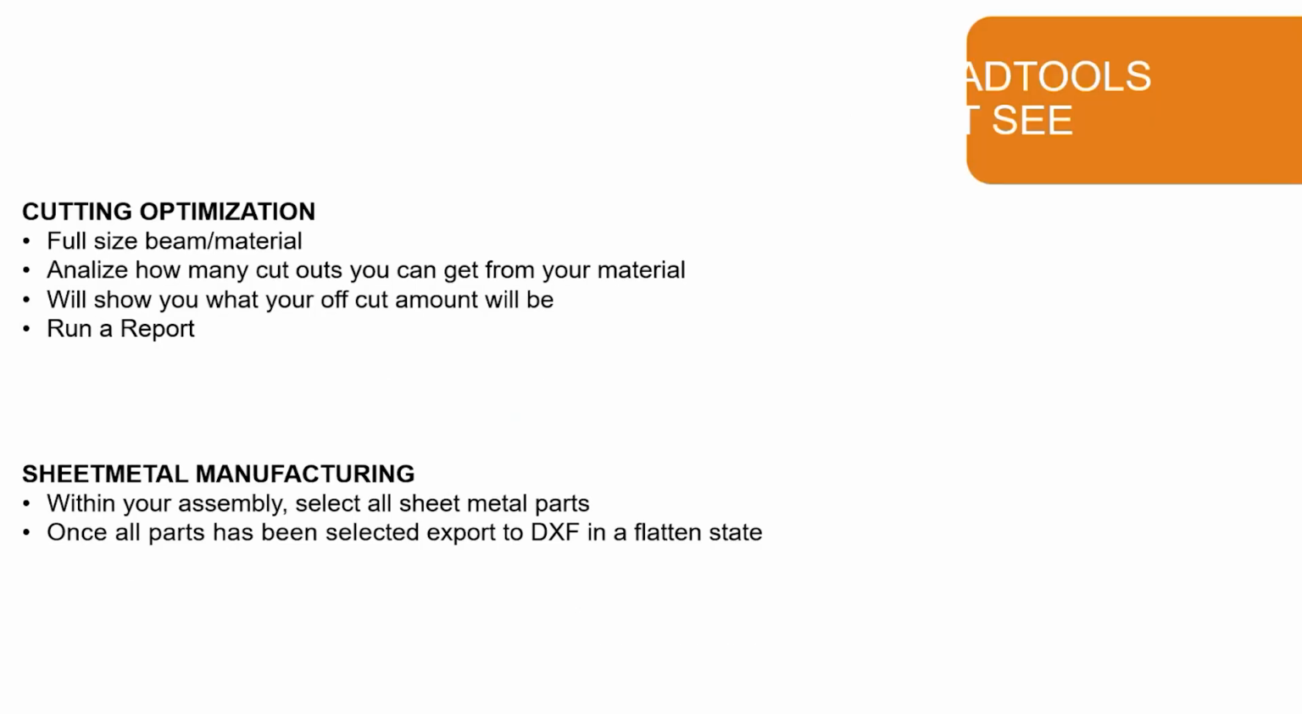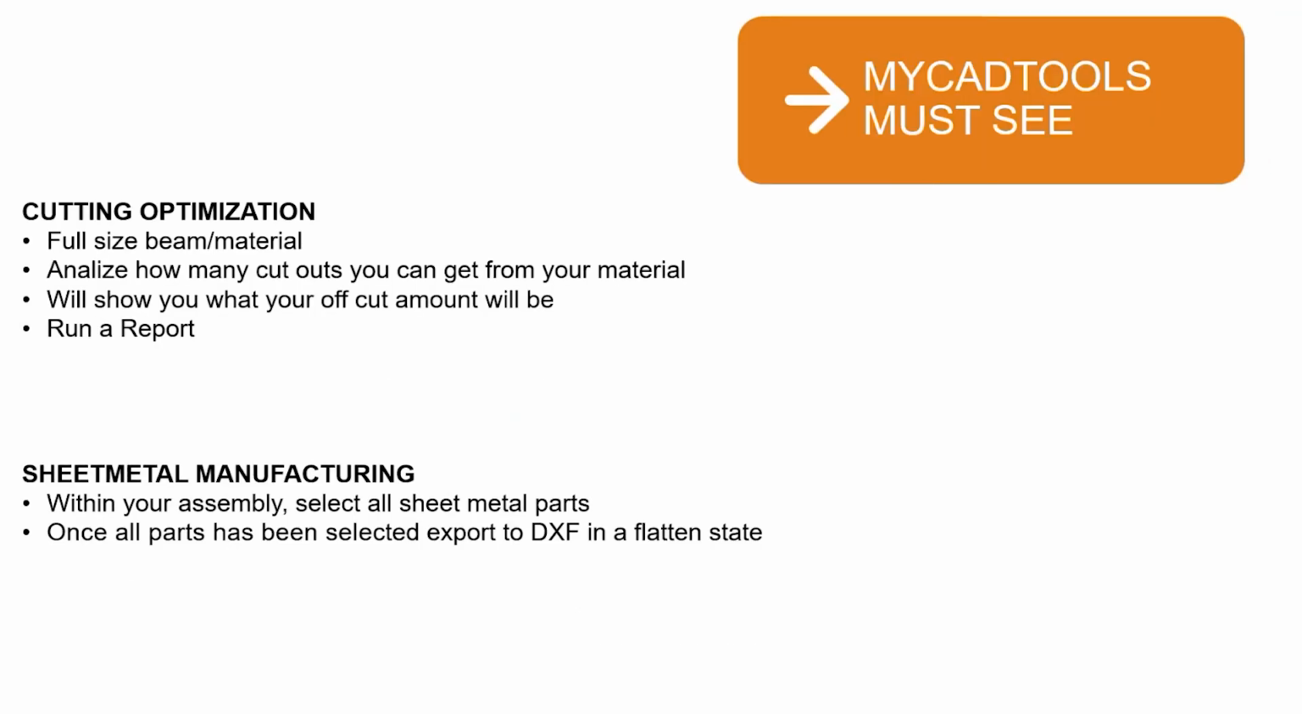So then we've got a few must-sees of myCADtools. 2 of the awesome features that we've got is cutting optimization. So it's a full-size beam or material. You can analyze how many cutouts you want from the material, and then it will show you what your cut-off amount would be. So then you run the report. If you've got a beam and you want 4 little beams out of that big beam or material, then it will calculate to say, okay, great, you can actually get 5, or whatever the case might be.